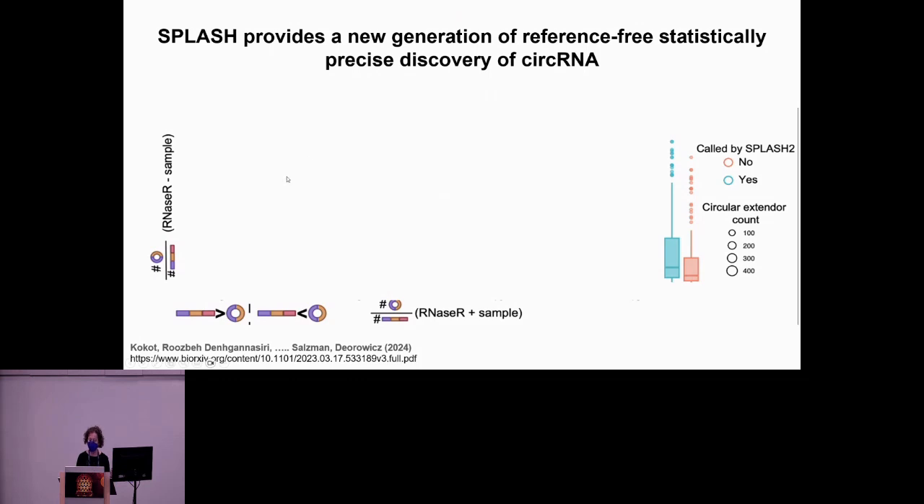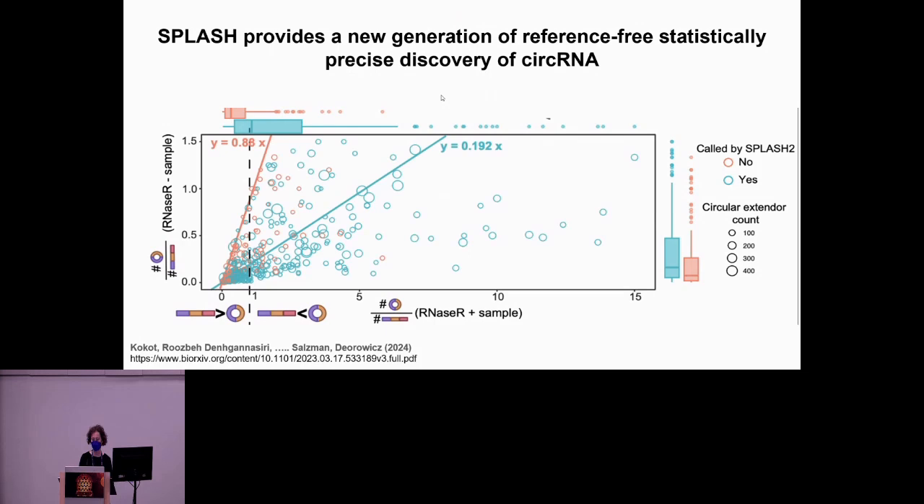And then, so again, blue is called by SPLASH, red is not. With RNase R treatment, that signal increases, as in the blue is shifted left. There's even more circle, which is what you would expect if you were detecting real circular RNAs. And then if you look more granularly, this feature is even more true, that most of the negatives by SPLASH are ones that have very low values on the x-axis, so where the linear RNA is very high.